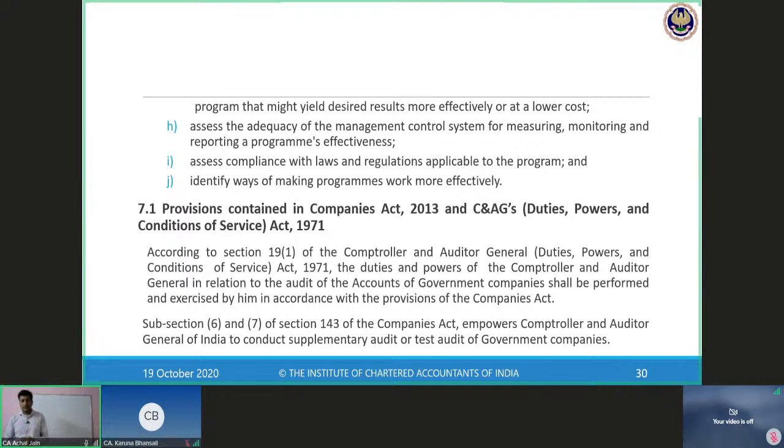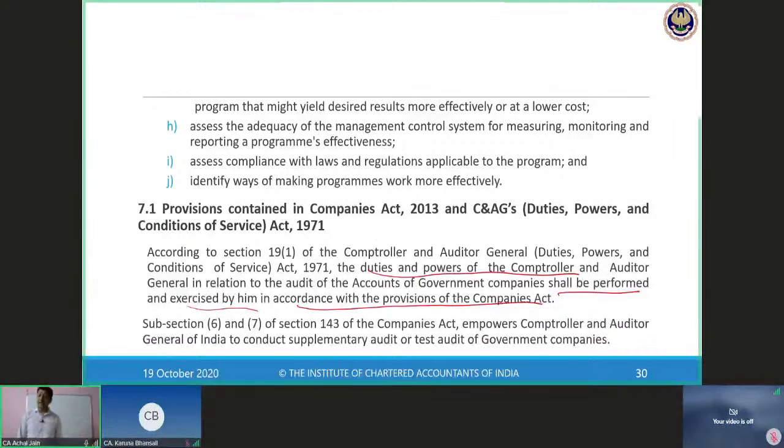Now moving further on to the provisions around the Companies Act and this act about CAG's duties, powers and conditions of service. According to this act, duties and powers of CAG in relation to audit of accounts of government companies shall be performed and exercised by him in accordance with provisions of Companies Act. And let's move on to the Companies Act.